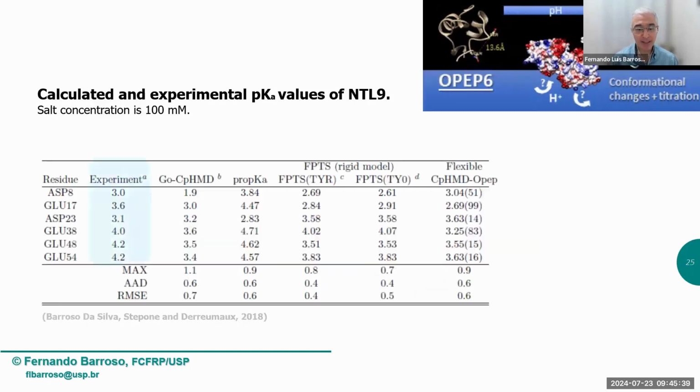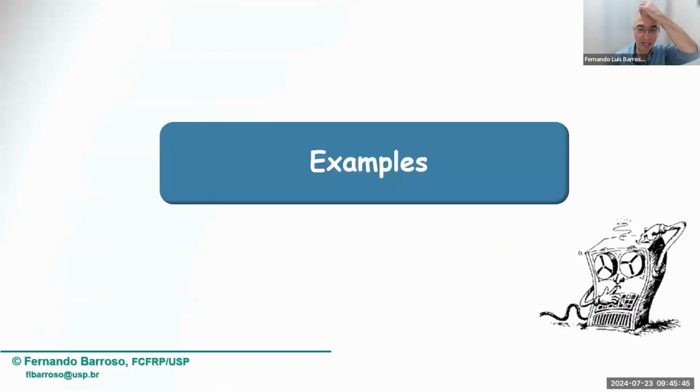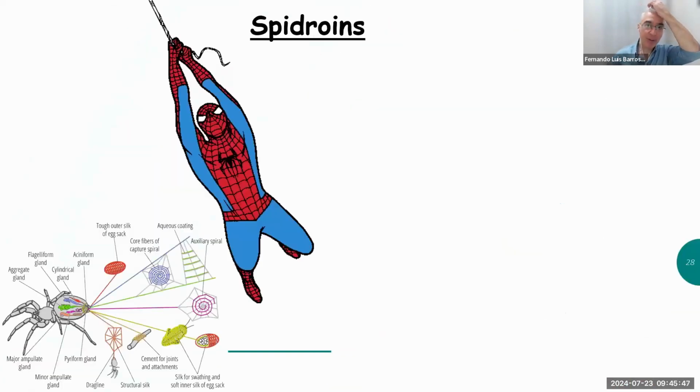I'm jumping because it's just a repetition of the slides and data. Now let's go to some applications. One of my favorite cases is spidroin. Spidroin is spider silk. So let's now apply these tools to complexation studies.